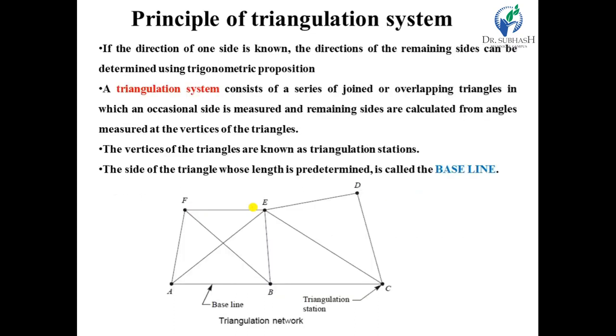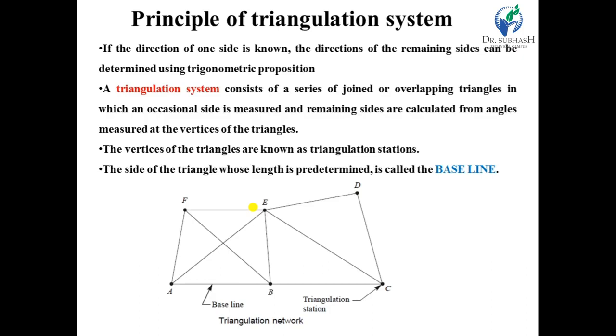If the direction of one side is known, the directions of the remaining sides can be determined using trigonometry. A triangulation system consists of a series of joined or overlapping triangles in which an occasional side is measured and the remaining sides are calculated from the angles measured at the vertices of the triangles. The vertices of the triangles are known as triangulation stations.